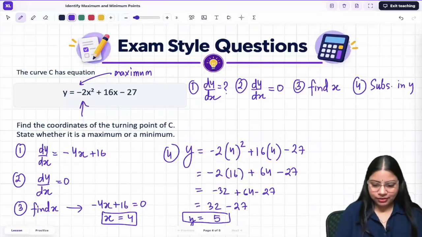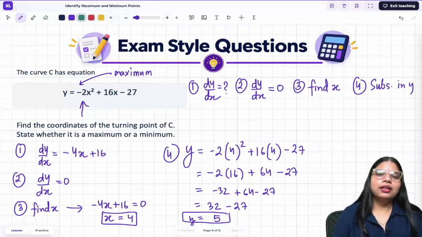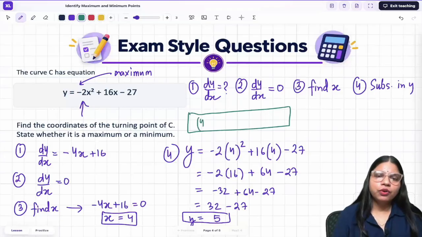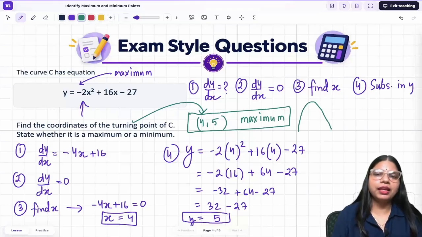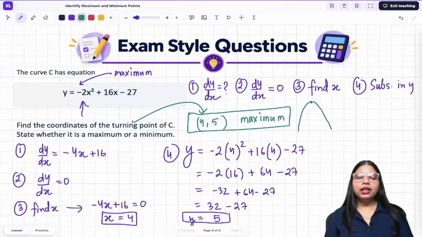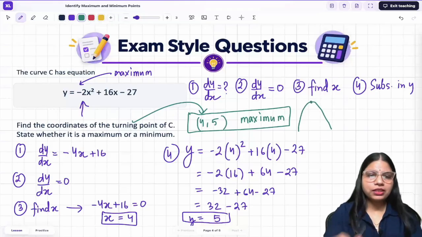You know, sometimes we should, not sometimes, all the time, we should not forget to appreciate ourselves. (4, 5) is what our turning point is, and its nature is maximum. How does it look? Maximum is like go up, get the maximum point and come down. Correct? So this is how we solve the questions.